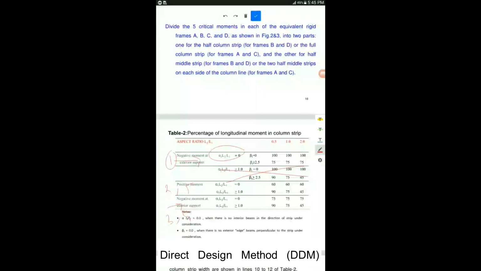Similarly, in case of transverse distribution for the positive moments at locations 2 and 5, we have again two rows, but because alpha into L2 over L1 is 0 for our present case, we're not going to use this one. We're just going to do interpolation here. Similarly, for locations 3 and 4, we're not going to use this one because alpha into L2 over L1 will be equal to 0 for the present case. Let's see this one.